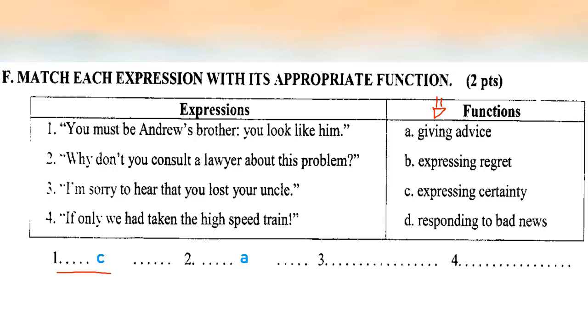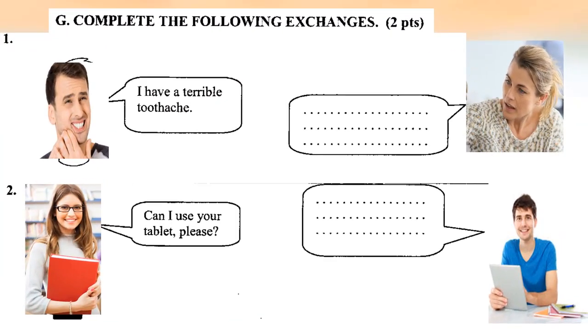3, I'm sorry to hear that you lost your ankle. Of course, someone has lost his ankle and you are expressing sympathy or condolences. This is responding to bad news. So number 3 goes with D. And of course, last one, 4. If only we had taken the high-speed train. It's just to express regret. If only is a keyword to express regret. I'm going to highlight the keywords. If only. Here, I'm sorry to hear that you lost. This is responding to bad news. Why don't you? This is advice. And must here is to express certainty.